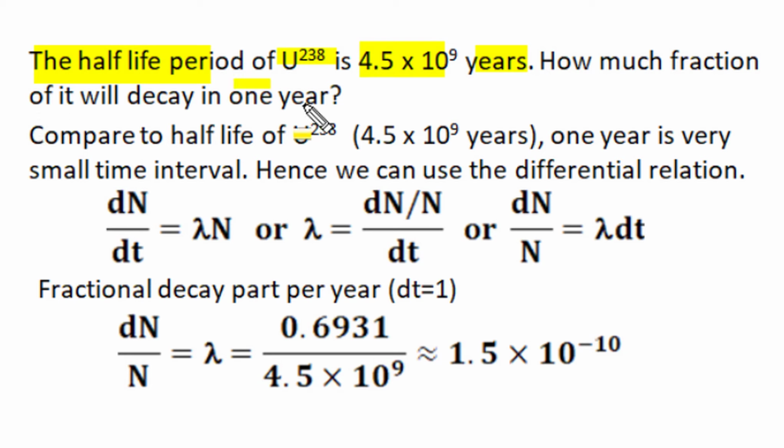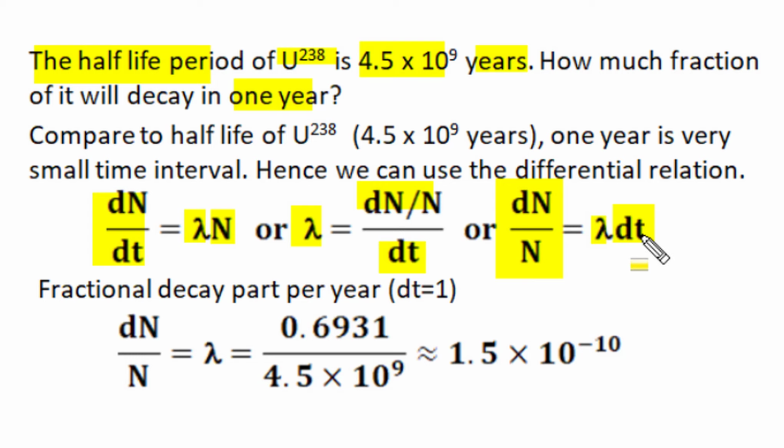So a 1 year duration is very small compared to the half-life period. So we can use the differential form of the decay relation. According to the differential form, the rate of disintegration is directly proportional to the number of present atoms, and the proportionality constant is the decay constant, or decay constant is defined as the fractional rate of disintegration per unit of time. So if we know the decay constant, in a certain time interval we can find the fractional amount of decay as the product of decay constant and time interval.